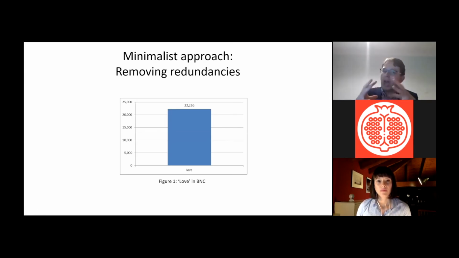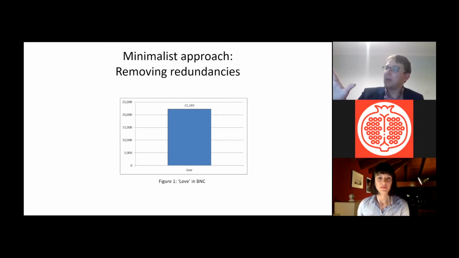Okay, so what we are trying to advocate here is some form of a minimalist approach to data, trying to remove redundancies that clutter the picture. Again, going back to our initial idea of abstraction, where we want to abstract from the individual points, but we also want to abstract from some of the redundancies that clutter the picture.